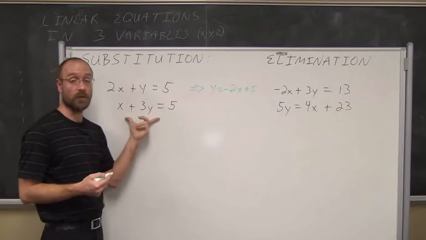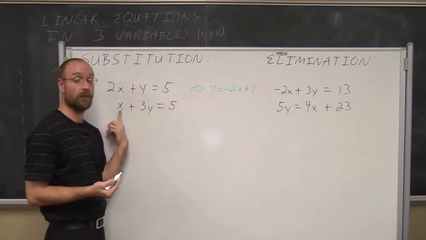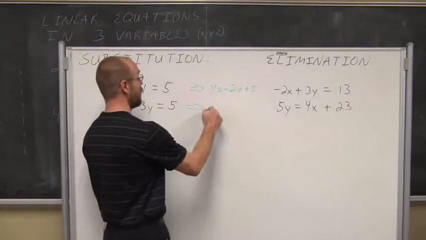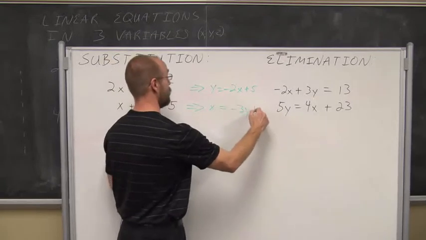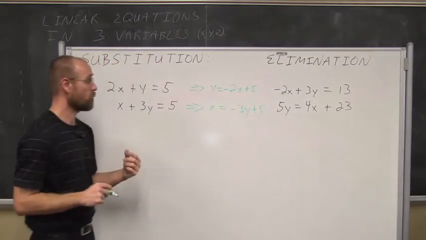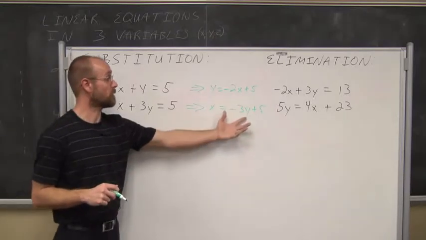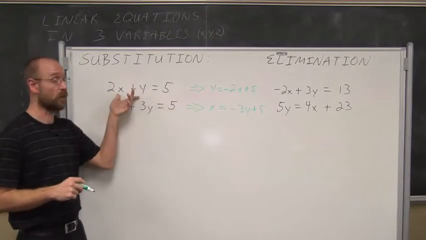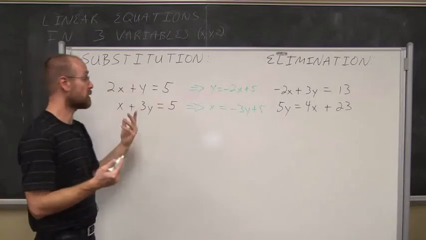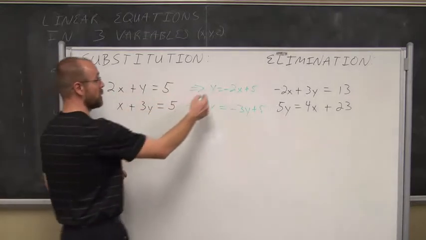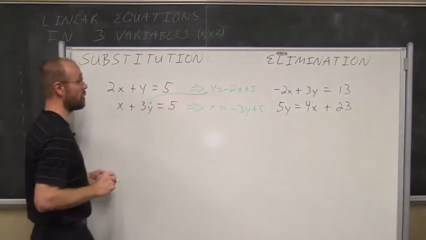Now, I could have chosen this equation as well. I could say, well, I can solve this for x. And if I did that, I'd get x equals negative 3y plus 5. So this, I could substitute into the other equation for the x value. Just put in negative 3y plus 5. Let's do this equation in for the y value.